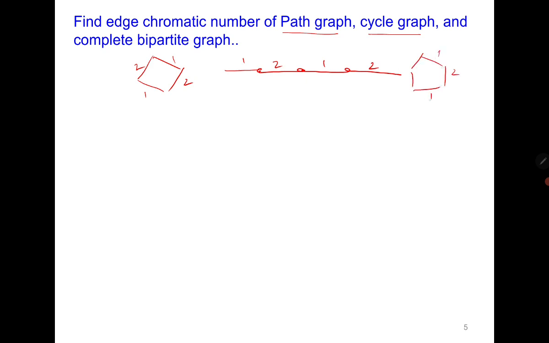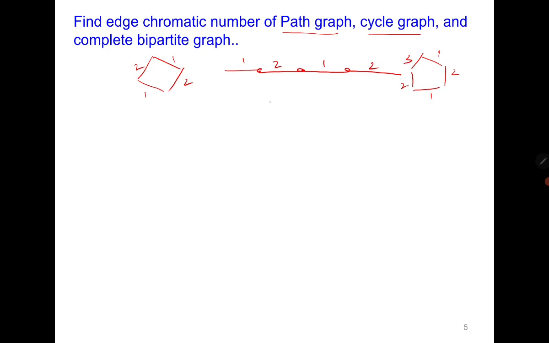Find the edge chromatic number of path graph, cycle graph and complete bipartite graph. So path graph is very simple. If I draw any path, I can give the colors 1, 2, 1, 2 and so on. So 2 colors are sufficient. In case of the cycle, if it is an even cycle, then 1, 2, 1, 2 would work. But in case of the odd cycle, 1, 2, 1, 2 and a third color is required.